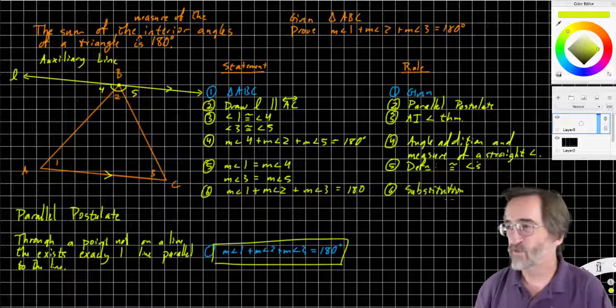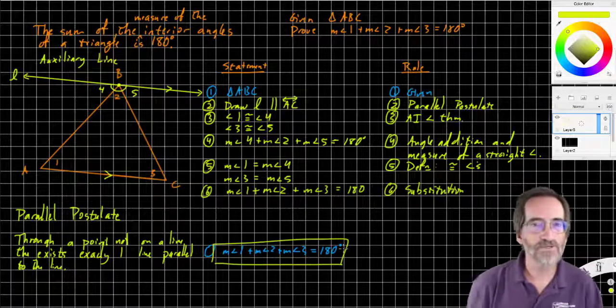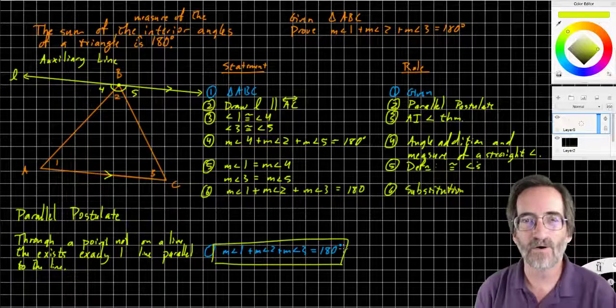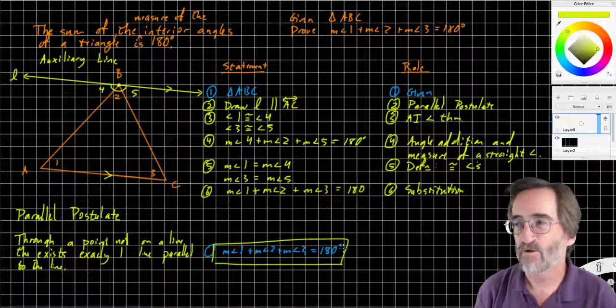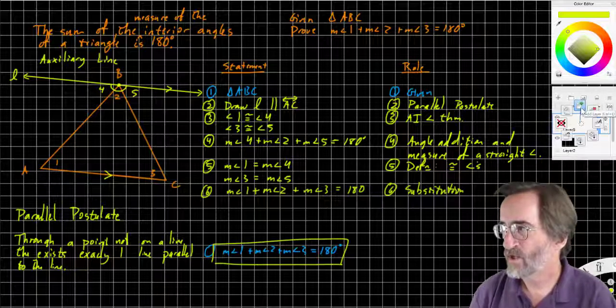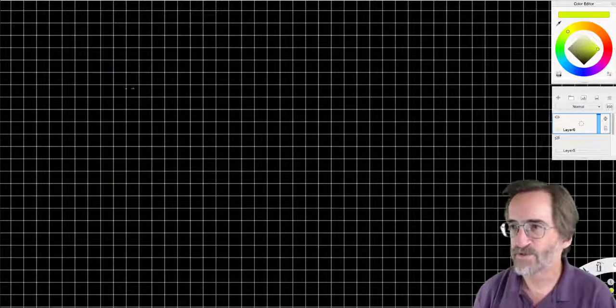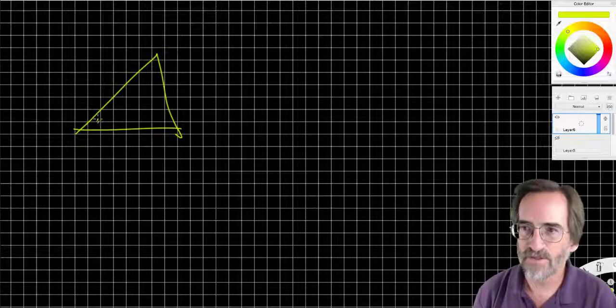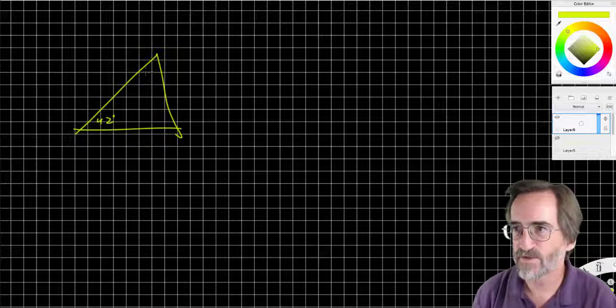All right, so we have just proven that the angles of a triangle make 180. One of the biggest conclusions of all of mathematics, of all of geometry at least. Let me show you how it's used real quick. So if you have a triangle, and you know two of the angles, like this is 42 degrees and this is 61 degrees, and we want to find the third angle, write and solve an equation.